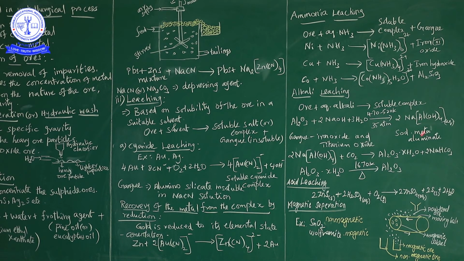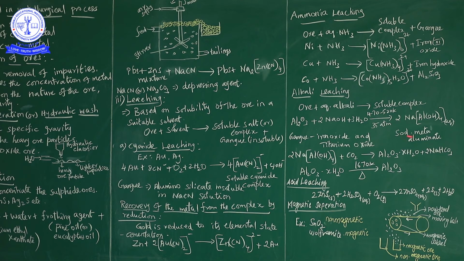The soluble sodium meta-aluminate complex is present in the solution, and the impurities, iron oxide and titanium oxide, are obtained as insoluble gangue for the bauxite ore. So when we apply alkali leaching to bauxite ore, the insoluble gangue is iron oxide and titanium oxide. In the same way, ammonia leaching of nickel, copper or cobalt gives its own gangue particles.